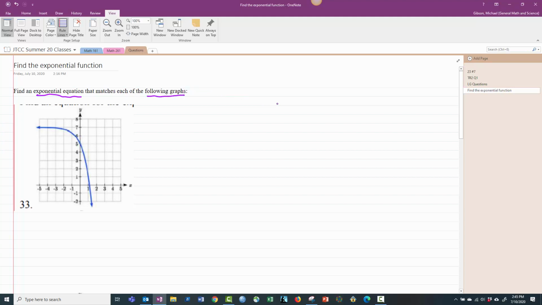Okay, so in general, here's what we're trying to do. They're giving us a graph, and we want to find an equation that looks something like this that'll match it.